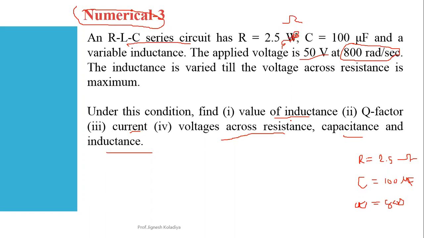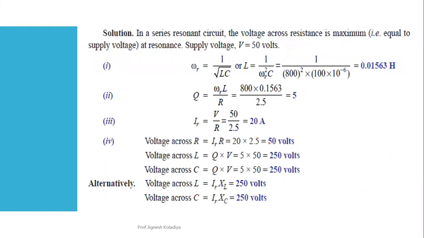Okay. We have to find the value of inductance and Q factor. If you are able to find the inductance value, you can use this equation to find the Q factor as well: 1 by R, R is already given, square root of L upon C, right? Then current, and voltage across resistance, capacitance, and inductance. So let us see how we can find it.